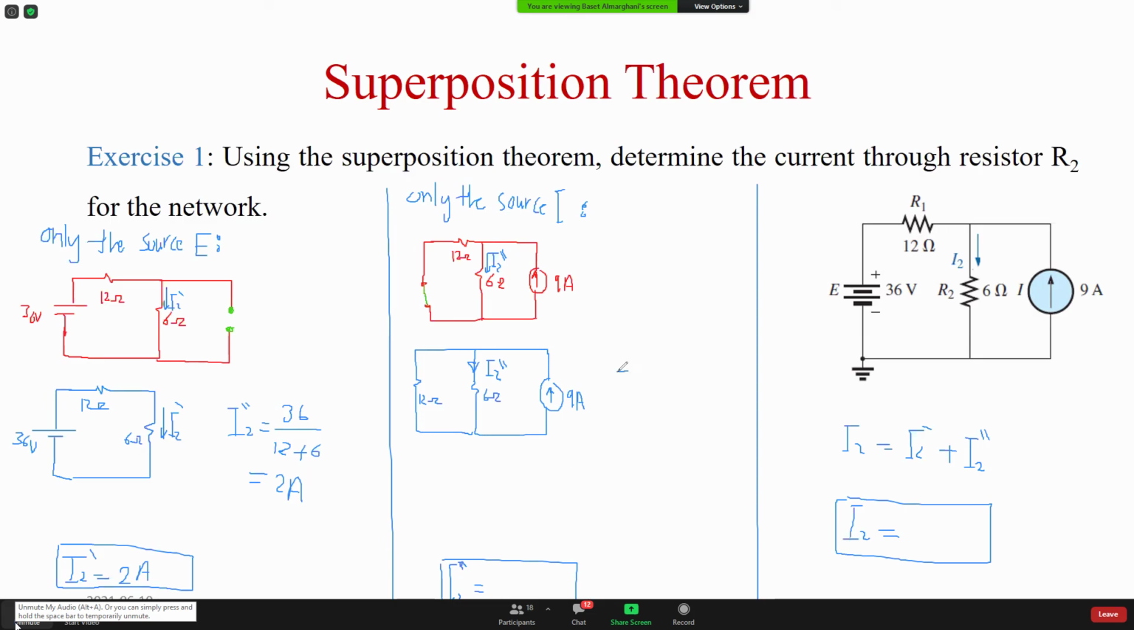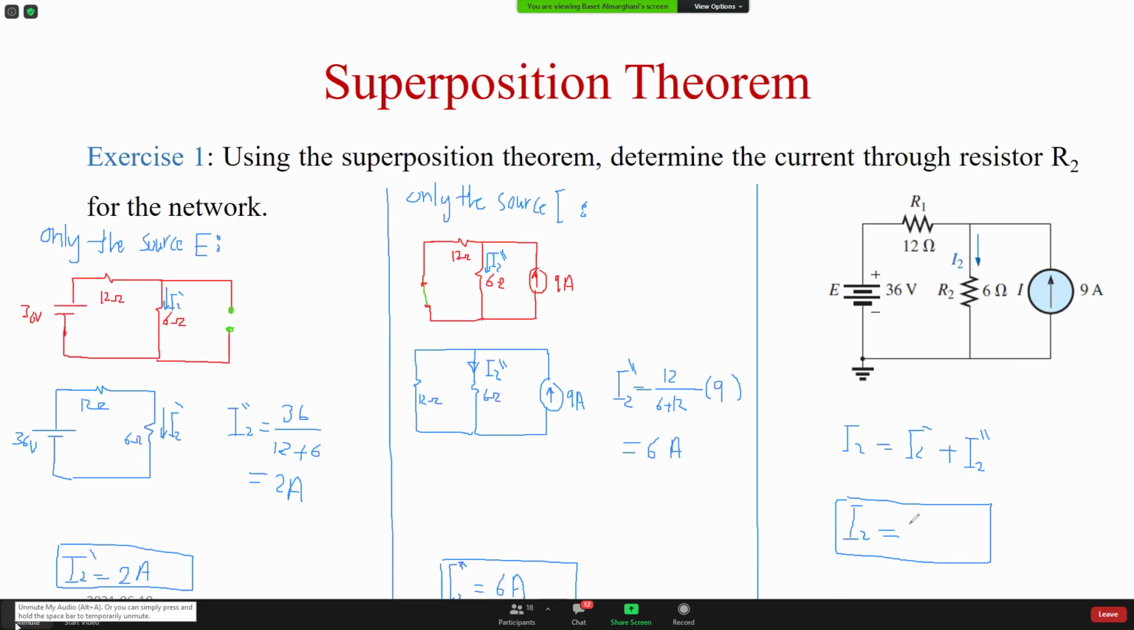So I can use the current divider. I2 double prime. This current of 9 is going to be divided between these two resistors. So I multiply by the other resistance. I want it in the 6, so I multiply by the 12, and I divide by 6 plus 12, and I multiply by the total current, which is 9. This will give me 6 ampere. So this is 6 ampere.